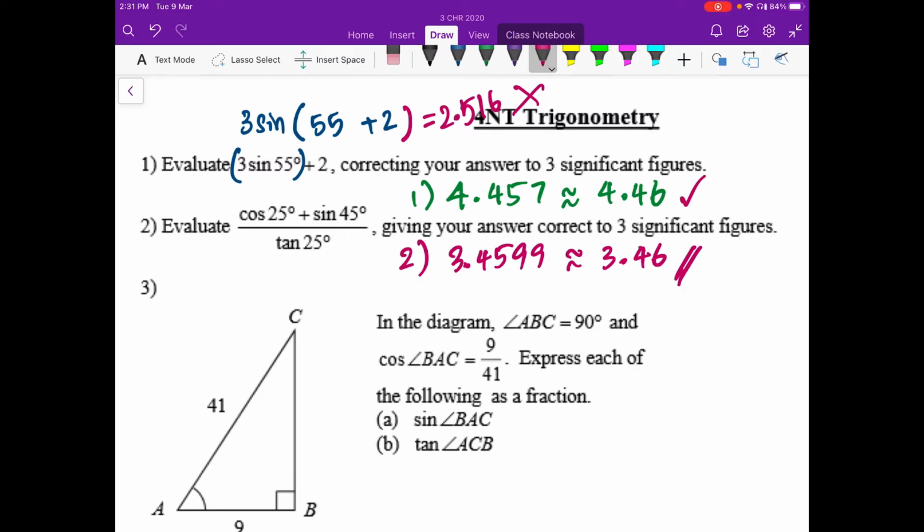Okay, second question, 3.46. How? Just press carefully lah. You have to make sure you have the open and closed brackets at the correct places. So you try again like this.